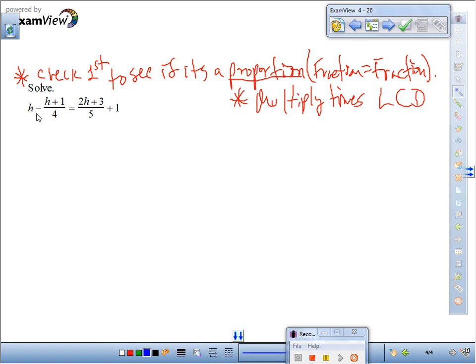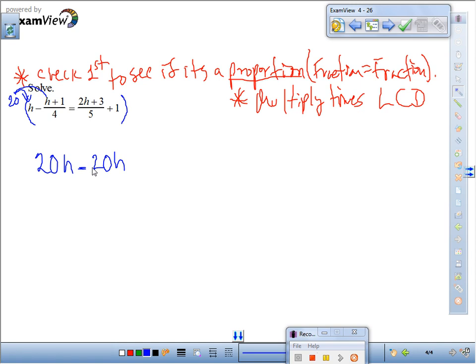Okay. So I heard everybody say 20. Is that correct? So we need to multiply everything. Everything times 20. Everything. So let's do that. 20 times h, what is that? 20h. 20 times h, and this is a negative, so this is negative 20h.